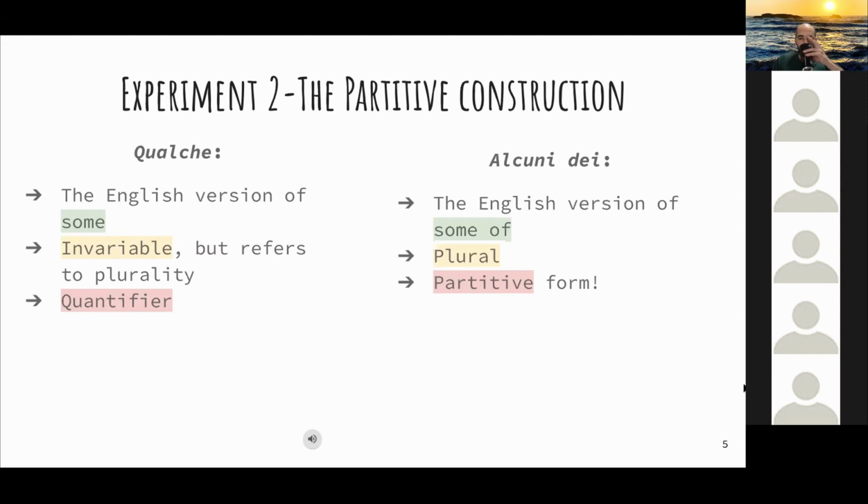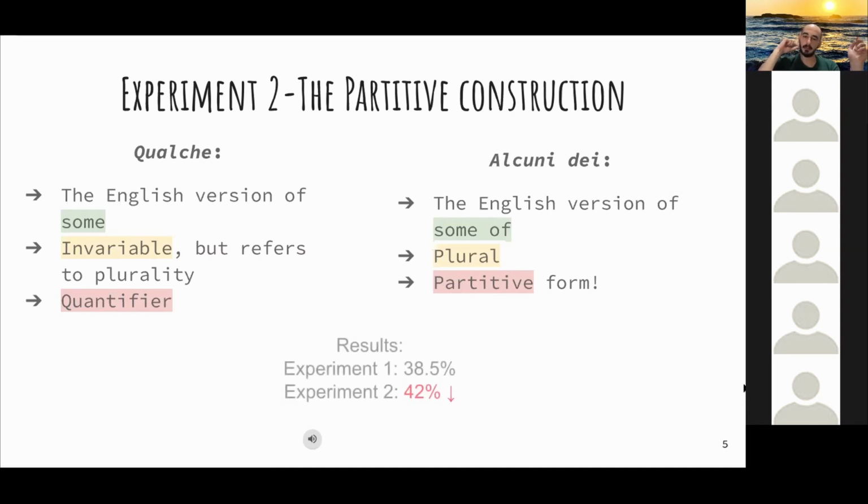So the experiment was designed exactly the same way as the first experiment, with the only difference that instead of using the quantifier, they used the partitive. And the goal was to help children focus more on the set of characters that they need to consider, and therefore increase the probability that they will reject the under-informative description.